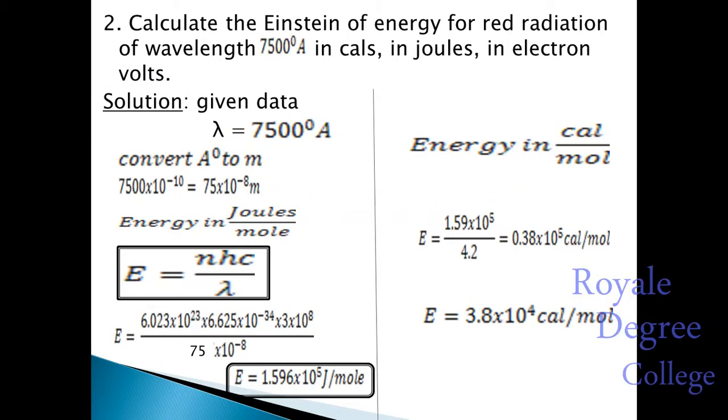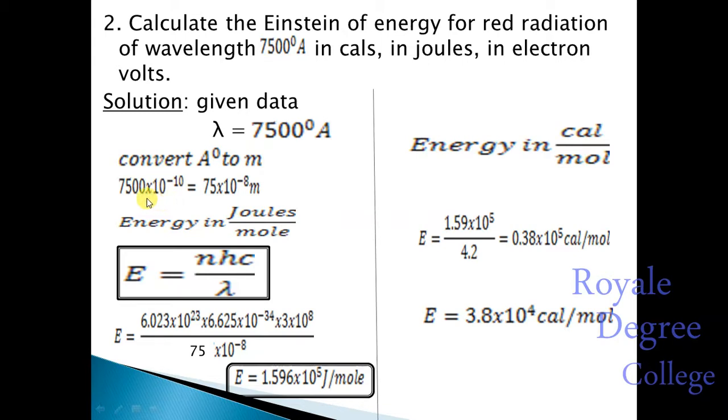Next problem we'll see. Calculate the Einstein's of energy for red radiation of wavelength 7500 degree angstrom in calories, in joules, in electron volt. Given data: lambda is 7500 degree angstrom. Convert degree angstrom to meter first. Whatever the value is in degree angstrom, it should be multiplied with 10 to the power minus 10, so it will be converted to meter.